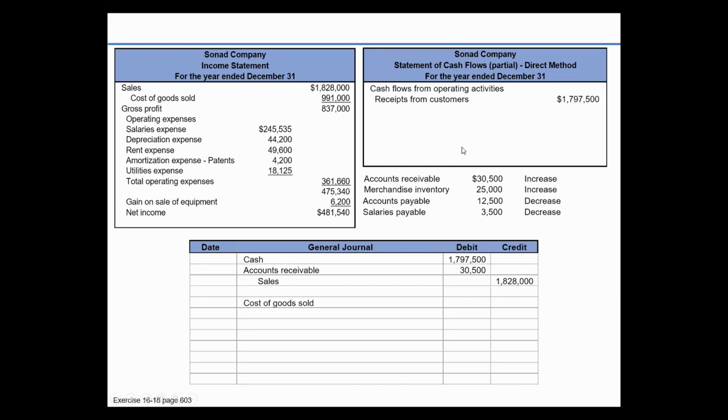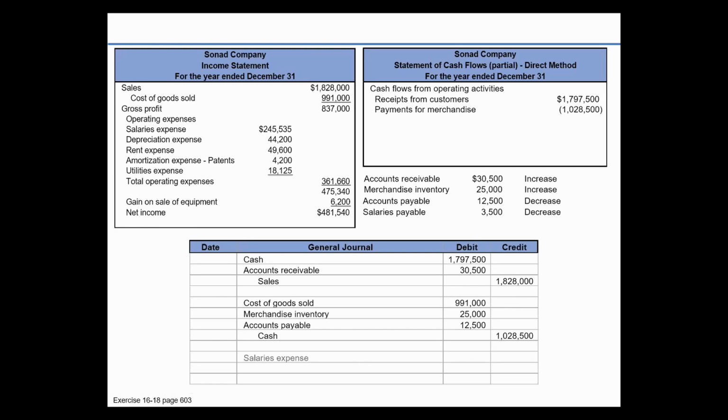The next thing is the payments for merchandise, cost of goods sold. Again, you can get that from the income statement, $991,000. The merchandise inventory, that's the increase from either year of $25,000, and then the accounts payable of $12,500. So then you had cash paid of $1,028,500. And again, you would put that in parentheses because that is a cash outflow.